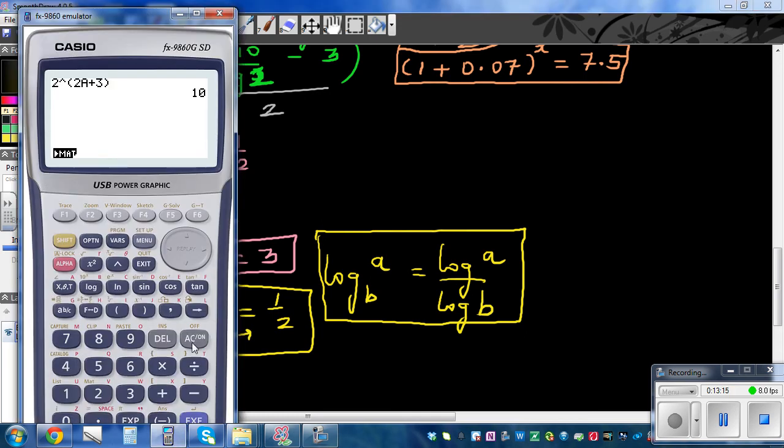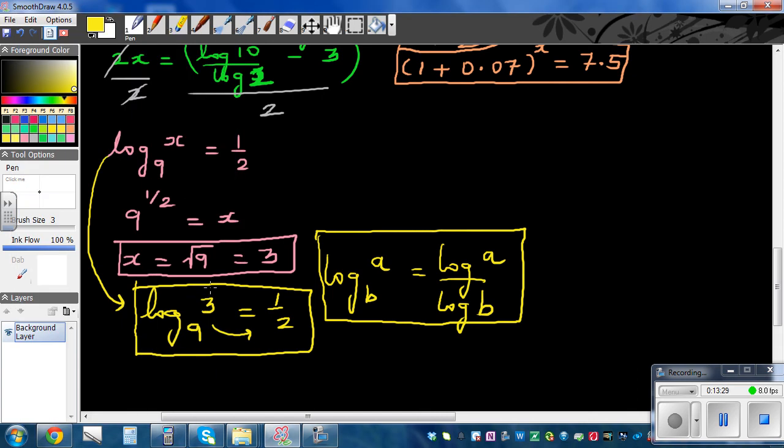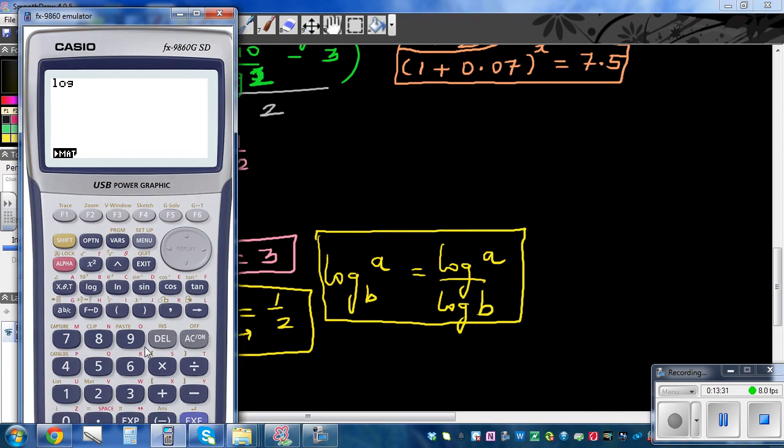So let's get our calculator out. Log 3 divided by log 9. So x was 3. Let me see the question. Log 3 divided by log 9 should be half. Log 3 divided by log 9 will give you half. You can also use natural log: natural log of 3 divided by natural log of 9 also gives you the same answer.